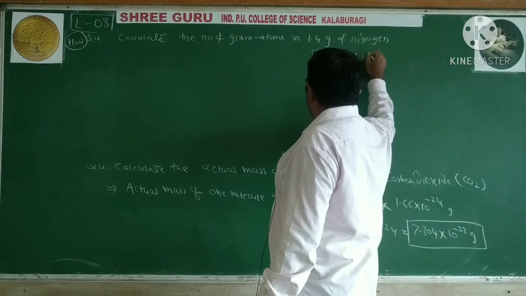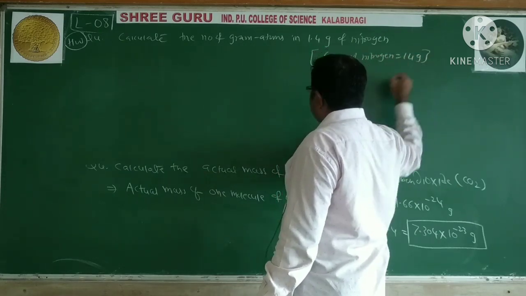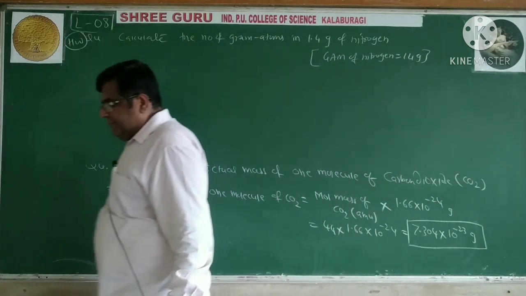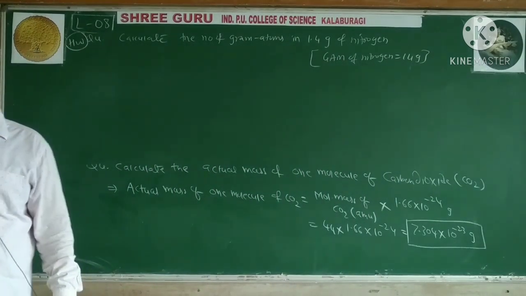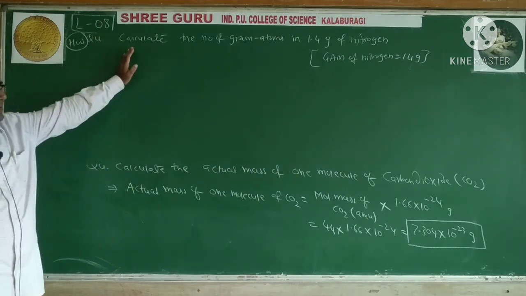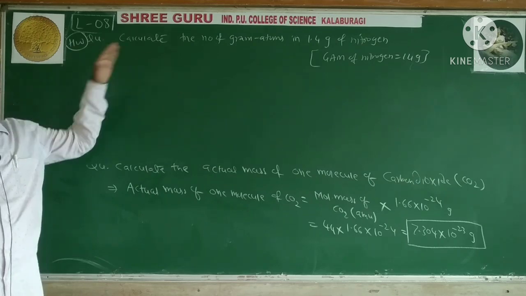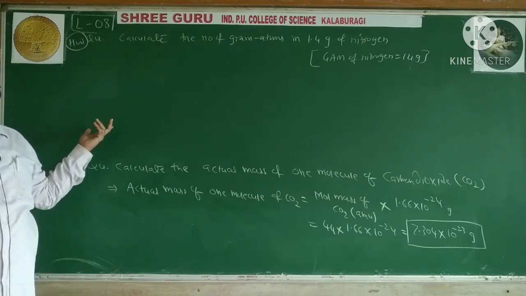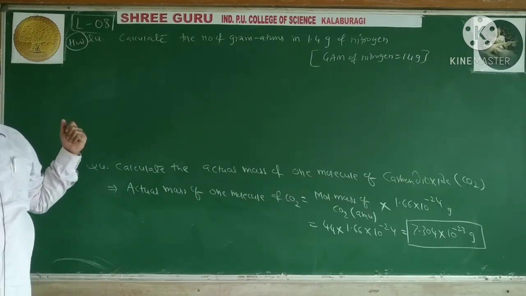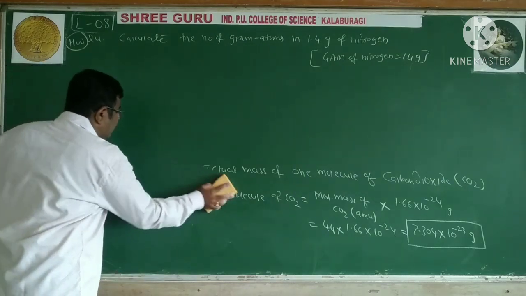Gram atomic mass of nitrogen is 14 gram. That I have written in the bracket. Number of gram atoms is equal to mass of element in gram divided by gram atomic mass. You can do it within one step. You will get that answer. Right, so this question is for homework.